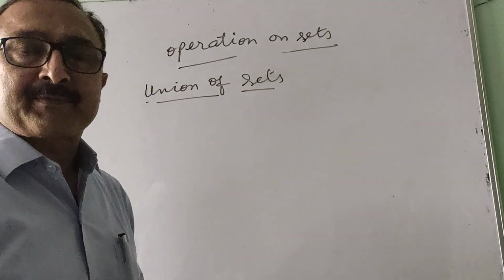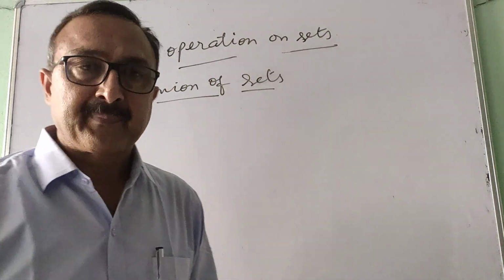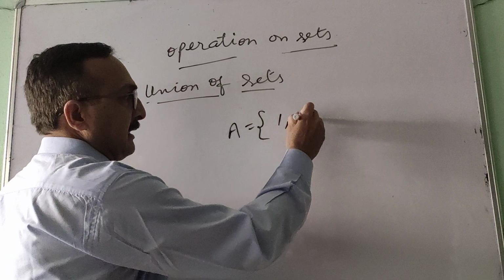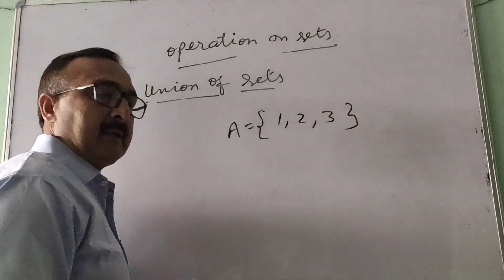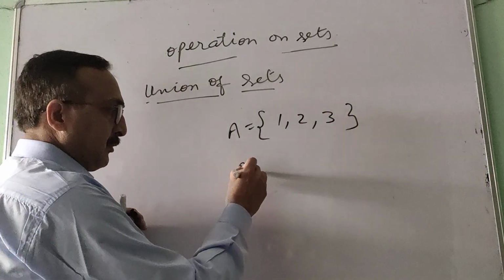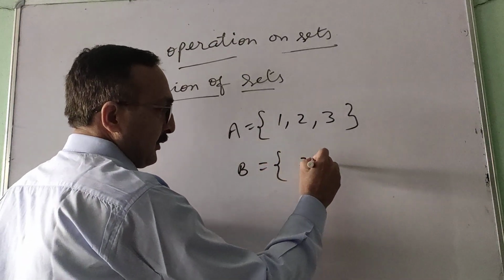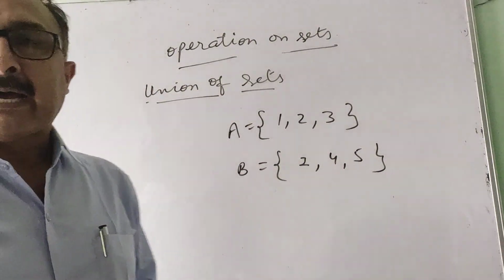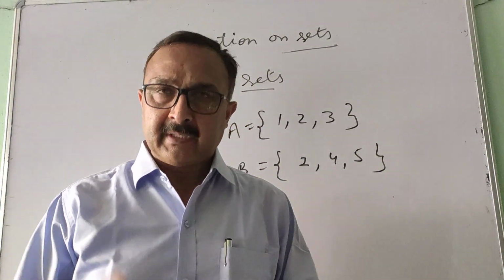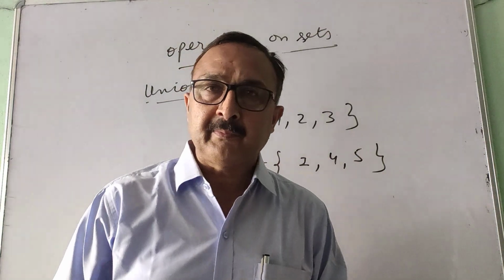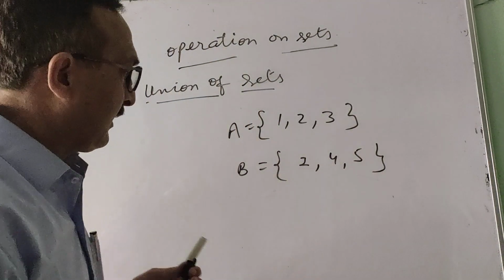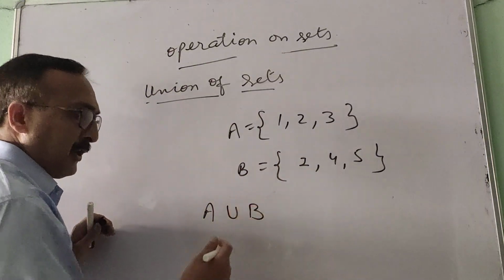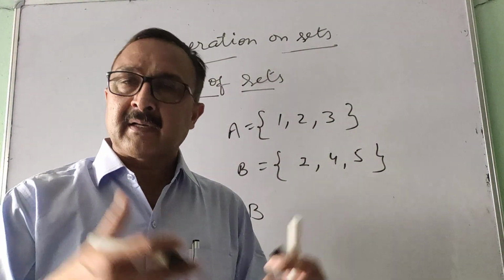So what is the union of sets? When I take a set A, these are the elements 1, 2, 3, and another set B, 2, 4, 5, and now I want to club them together. That means I want to collect both. How will we do it? A union B. Union means to club, to combine, to write together.